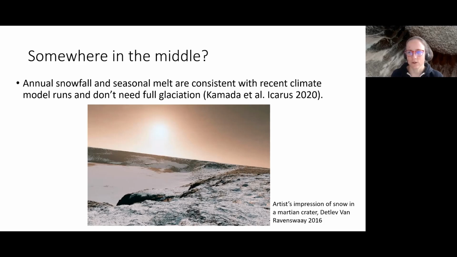And with those conditions, even with the faint younger sun, you can still produce enough water to explain the sorts of valley networks that we see at the Martian surface. So perhaps, in fact, we're looking at a situation more in the middle between the icy highlands and the very warm, wet early Mars.